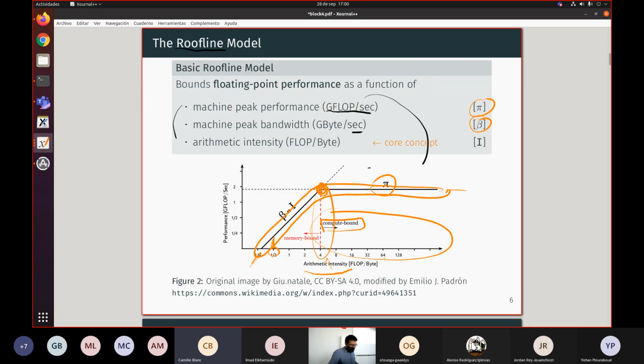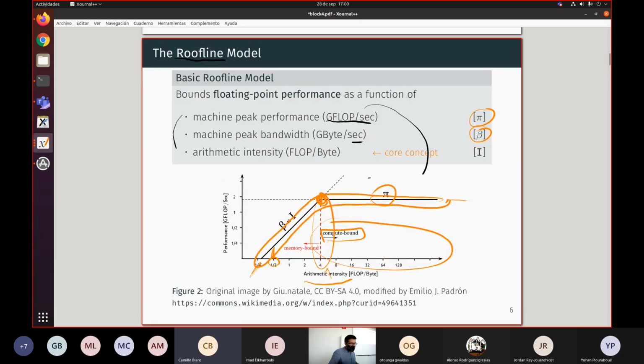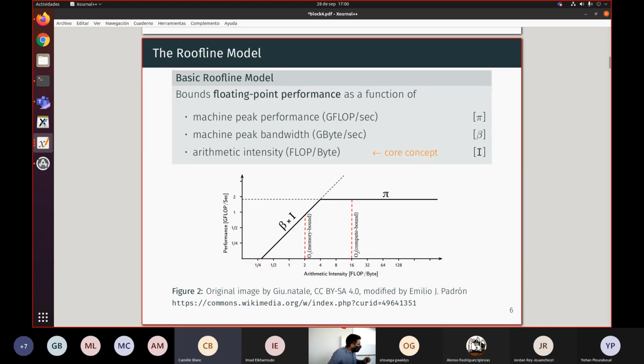I don't know what's the difference between these two slides. Okay, here we have a different one, I wasn't seeing the difference.